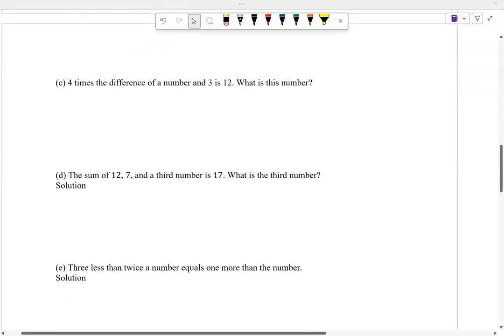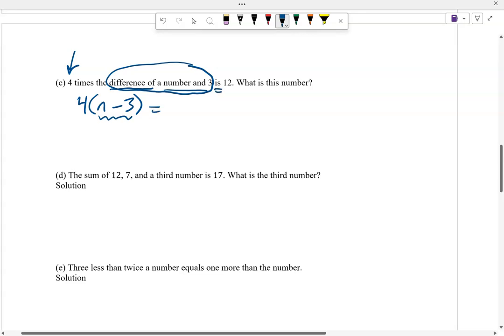4 times the difference of a number. So difference means a subtraction. So 4 times, but it has a difference of what? A number and 3. Let's call it n this time. There's the difference of a number and 3, and we have 4 times that at the beginning. 4 times the difference, so notice I put that in parentheses. Is, so equals 12. 4 times the difference of a number and 3 is 12.